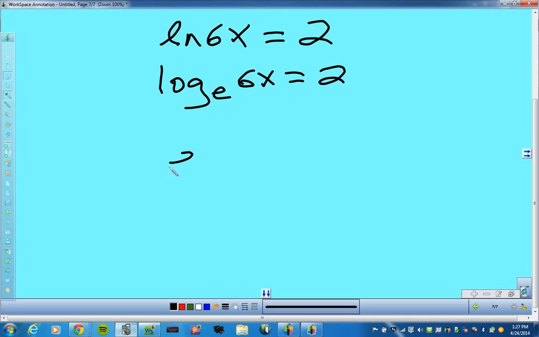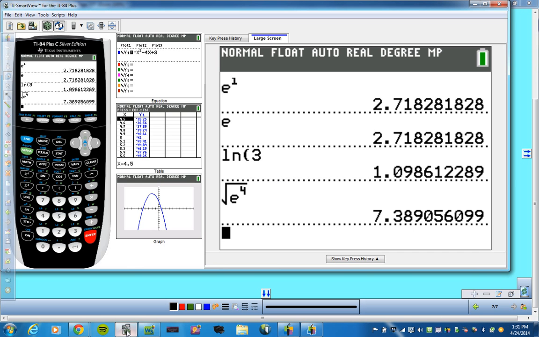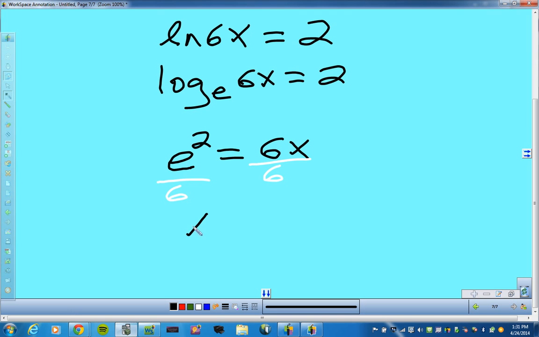So the base of the log becomes the base of the exponent, and the 6x and the 2 switch places. So e squared equals 6x. And then all you got to do is divide both sides by 6. And then you can just put that in your calculator, e squared divided by 6. That's 1.23. Okay? Alright, last one. We'll do one that's a little harder, one like your homework.